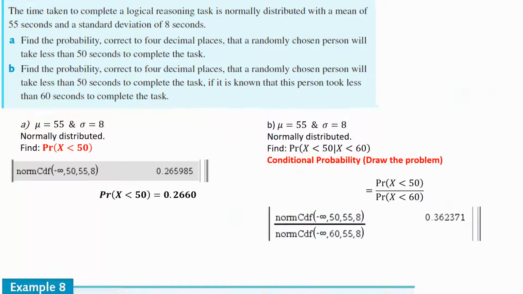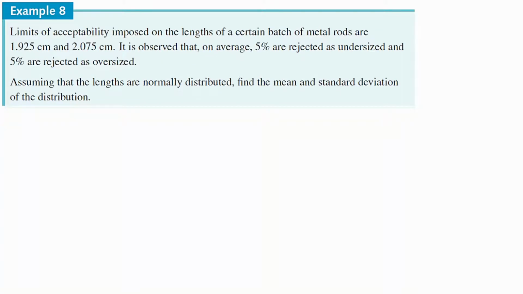Let's try this one. This one might get you thinking a bit. Limits of acceptability. So it means there's a limit to what you would be able to accept. It is imposed on the length of a certain batch of metal rods. So you've got these metal sticks, and there is a limit to what you would accept depending on the length of it, right? So you've got between 1.925 and 2.075 centimeters. It is observed that on average, 5% are rejected as undersized and 5% are rejected as oversized. So it's either too long or too small, right?